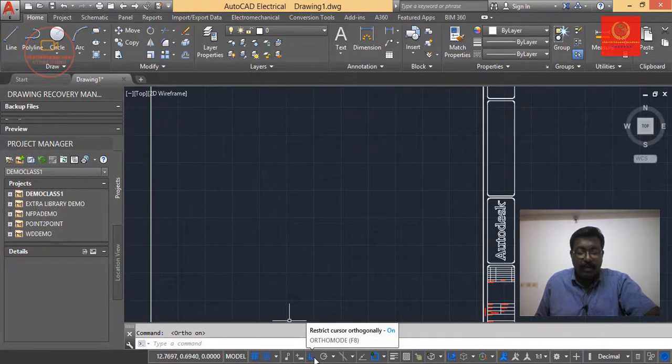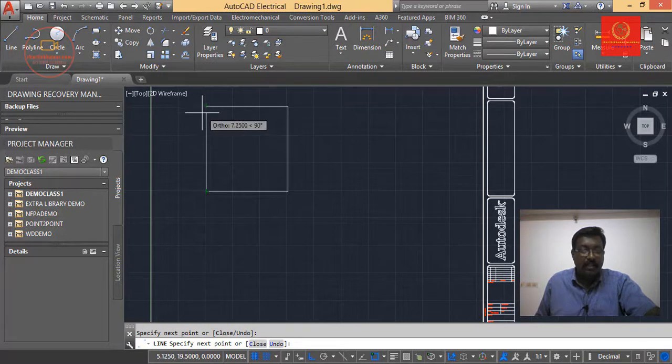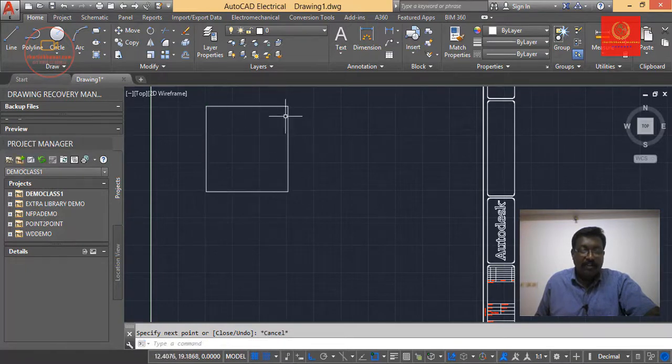Now ortho mode is enabled. Let me select a line. You can see that now the line is at 0°. Next, now the line is at 270. Next, 180. Next, now the line is at 90°. Now you can see that I have drawn a perfect square by using ortho mode. All these lines are exactly at 90° to each other. This tool is very helpful in AutoCAD electrical for drawing accurate lines which are exactly at 90°.